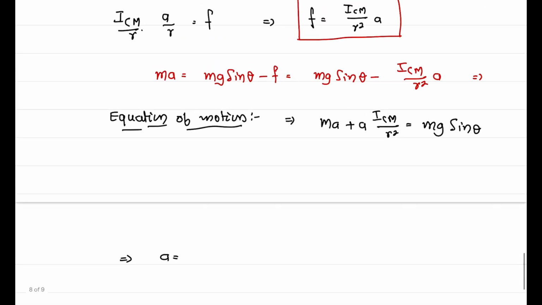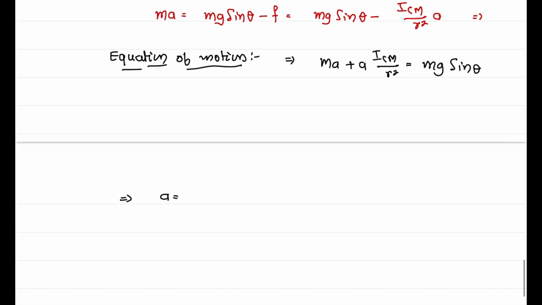Which implies A is equal to, sorry, not A, we will write first A into, A will make it common on the left hand side, 1 plus ICM by R square is equal to mg sin theta. Here it is m into 1.